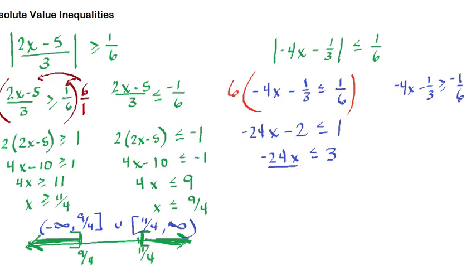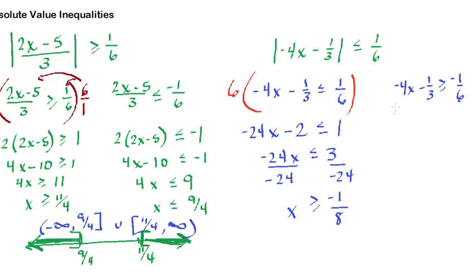Divide both sides. Watch this guy, he's getting a little tricky on me. I'm going to divide by a negative 24. And what happens when I multiply or divide both sides by a negative? You guessed it. Let's flip that bad boy. And x is greater than or equal to negative 1 over 8. Cool. All right, let's go on to this next guy.